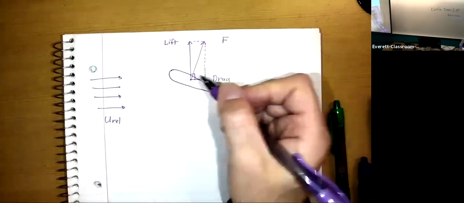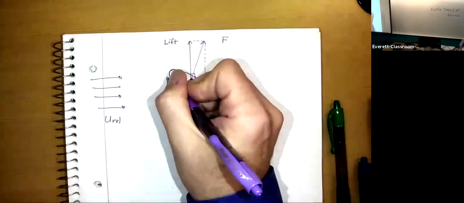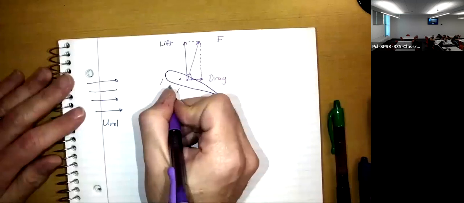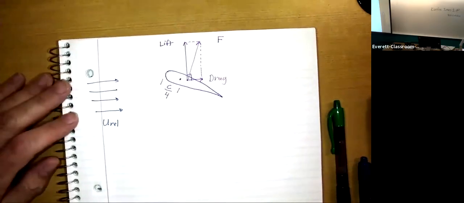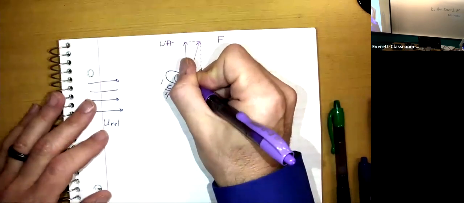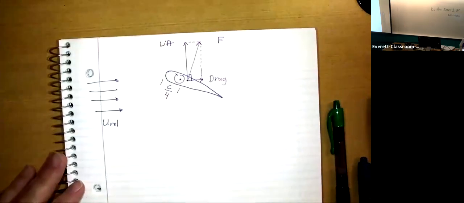At a point which is 1/4 the chord line, and this is more or less by definition. At a point which we always take as C/4, the chord length divided by 4. We are interested in what is called the pitching moment, which has a tendency to want to pitch, to turn the airfoil.